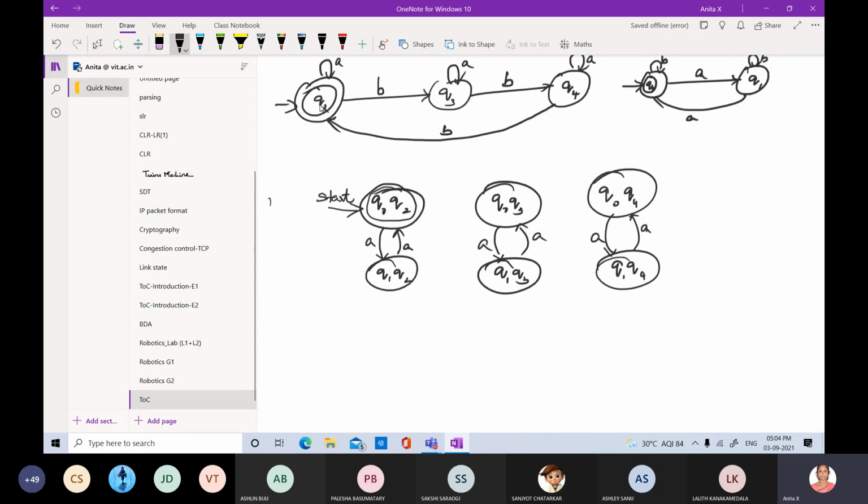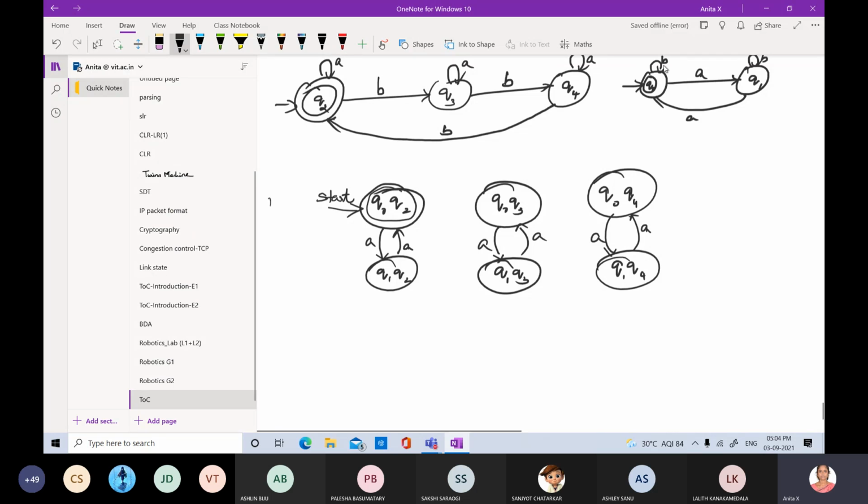Okay. So the next is Q2 to Q2. Q2 to Q2. Yes, that is already there. So next we can move on with the transitions on B.